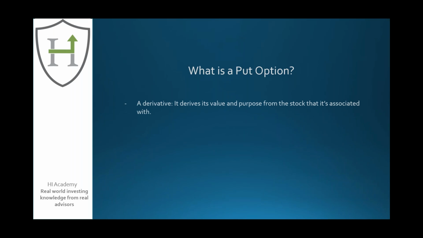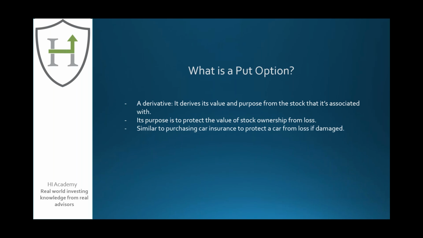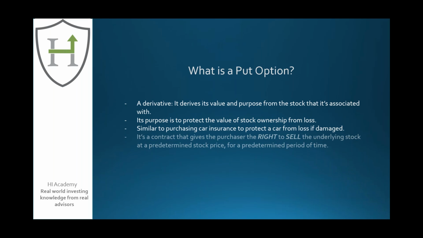A put option, same as all the others, is derived from the stock price. Its purpose is to protect the value of stock ownership from a loss. In all essence, this put option acts like stock insurance. It's similar to purchasing car insurance to protect the car from loss or damage. This is one where you pay a premium, and you have the right to sell your stock at a certain price for a certain period of time. For example, in 2008, if you had positions in play with the put option, you could have made up most, if not all, of that downward movement.